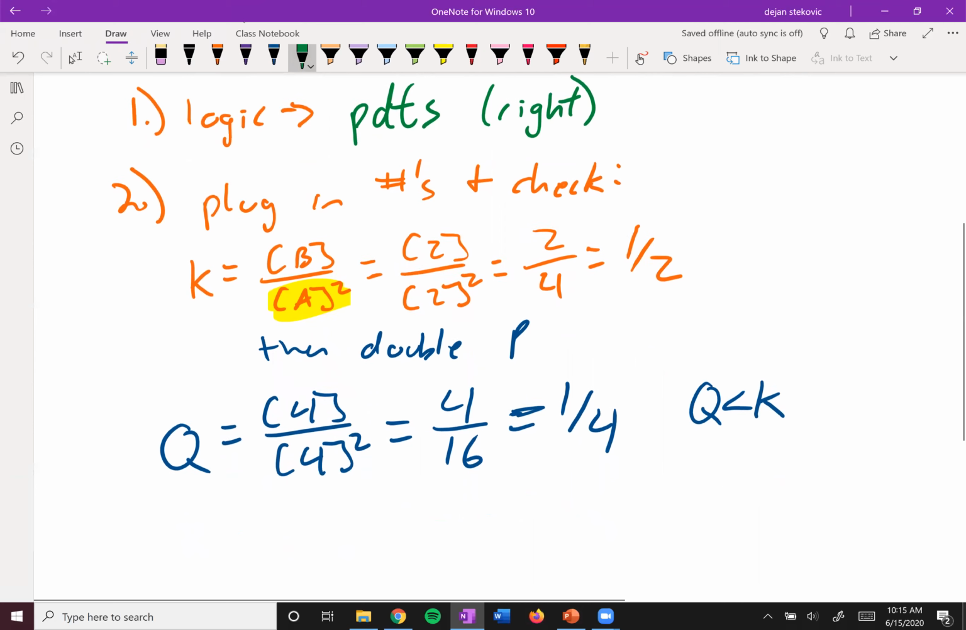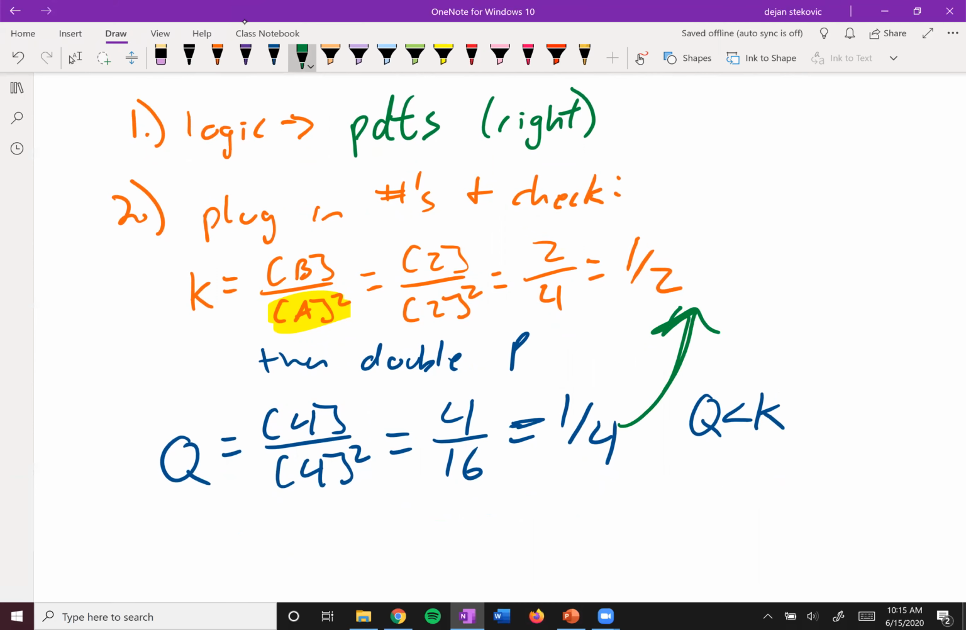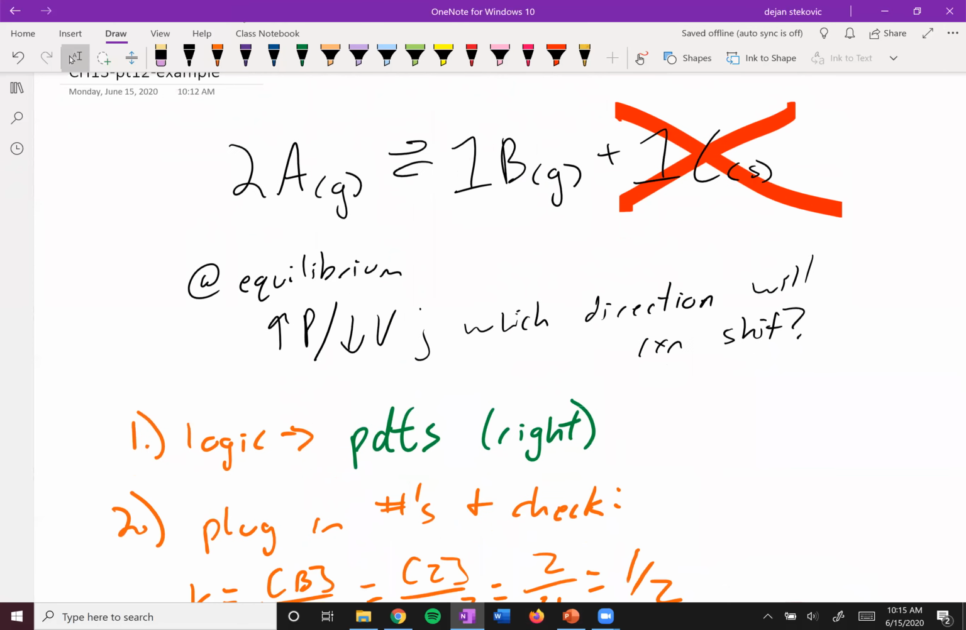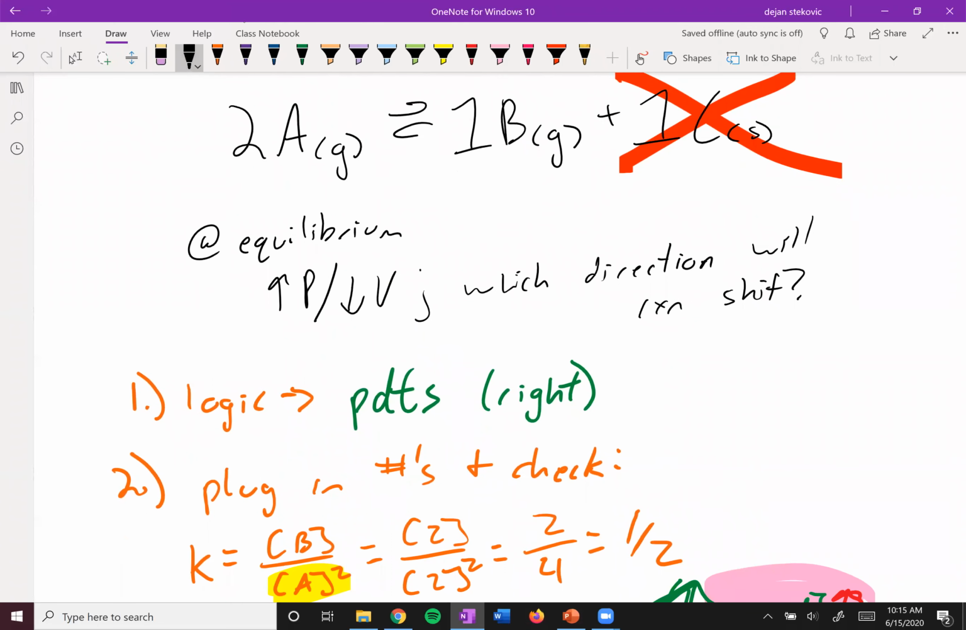And so now our Q is less than our K, and so our Q needs to grow. And since both Q and K are products over reactants, right? Think if we want to make a number bigger, we have to increase the numerator or decrease the denominator. And the numerator is the products. So we're going to have an increase in the amount of products, right? So either way you do it, it'll lead you to the right way as long as you're kind of doing it correctly.